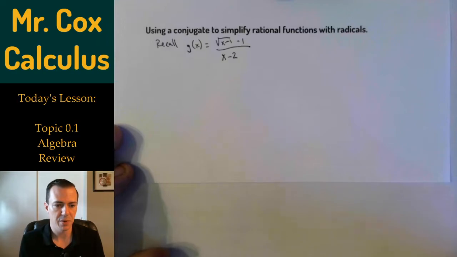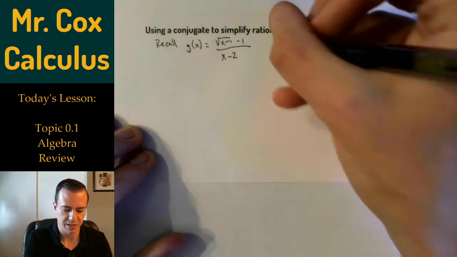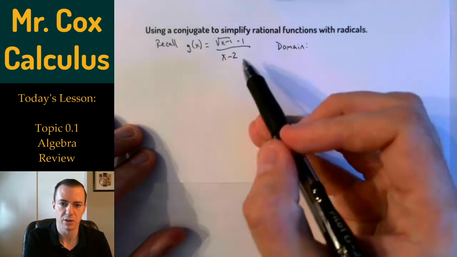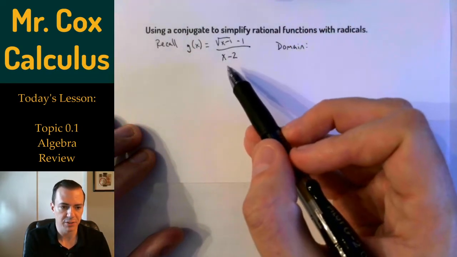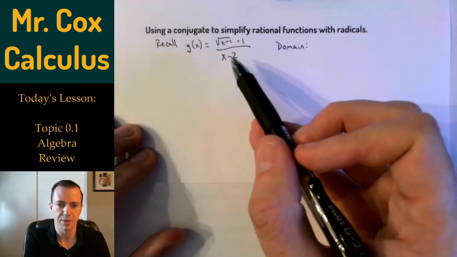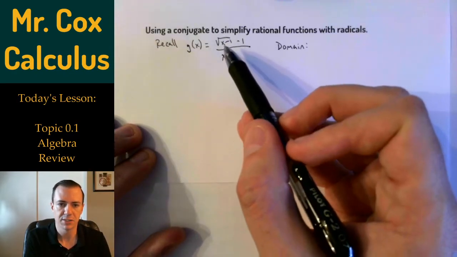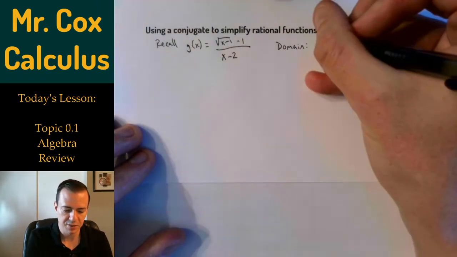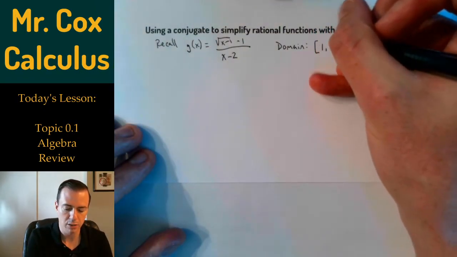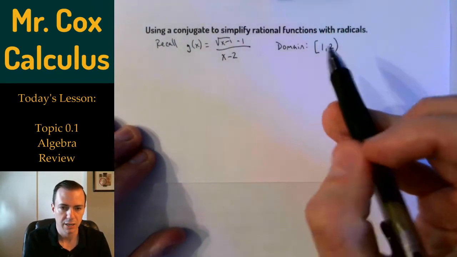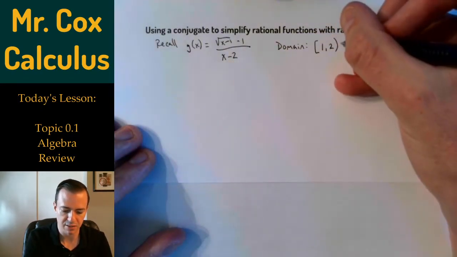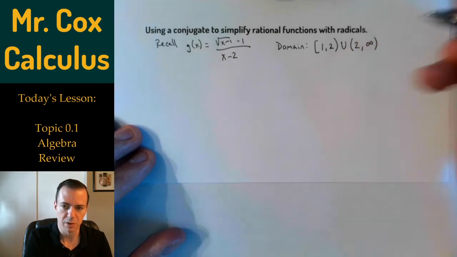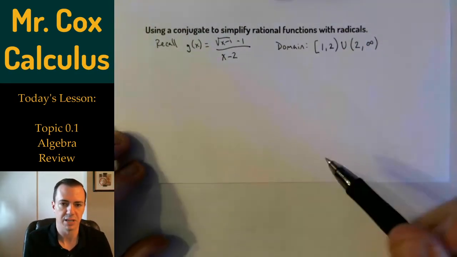And you'll recall that we assigned the domain of this function, and we looked at a couple of things. We said, first of all, we can't have x be equal to 2 because that gives us a 0 in the denominator. And then we also said x minus 1 had to be non-negative, so the domain of this function was 1 to 2 with 1 included, 2 being excluded because it makes the denominator 0, unioned with 2 to infinity.